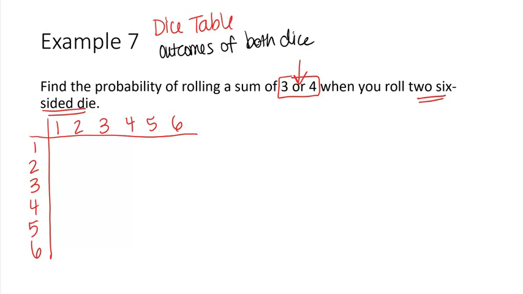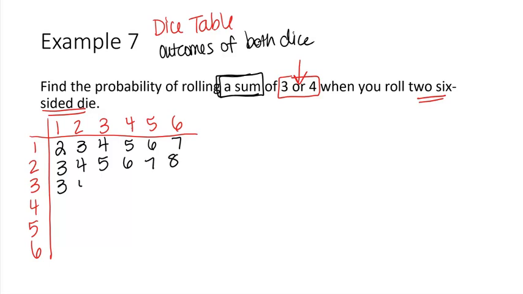The probability is specifically asking me to roll the sum, meaning it's asking me to set up my table. 1 plus 1 is 2. 1 plus 2 is 3. 1 plus 3 is 4. So if I use my table to look at my outcomes, I can add my dice together. So go ahead and keep adding. 2 plus 1 here is 3. 2 plus 2, 2 plus 3, 2 plus 4. I'm going to go ahead and finish out this table. I encourage you to do the same.